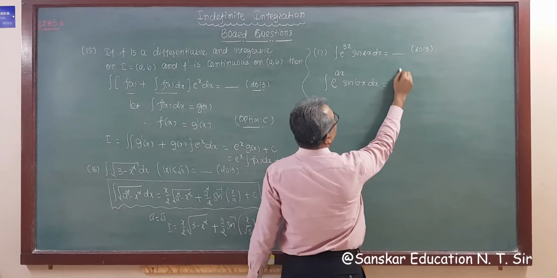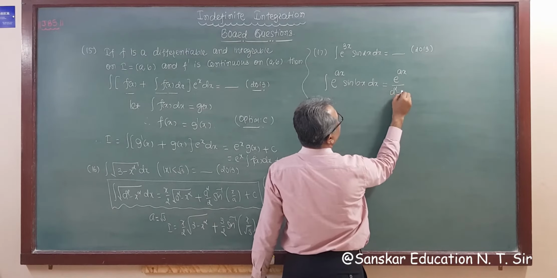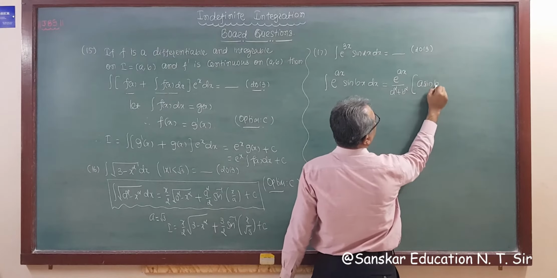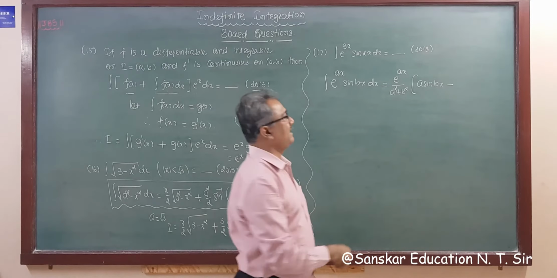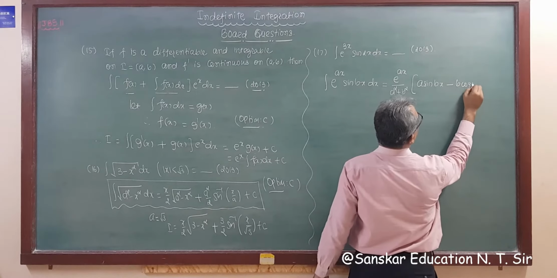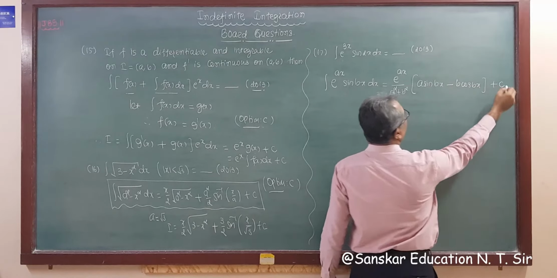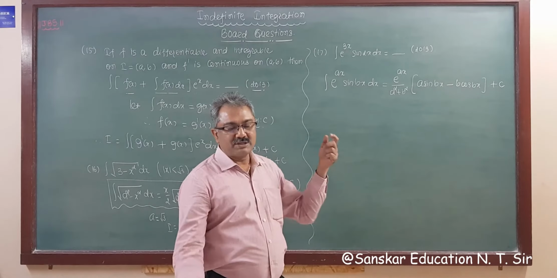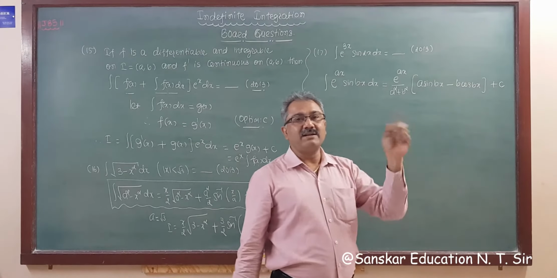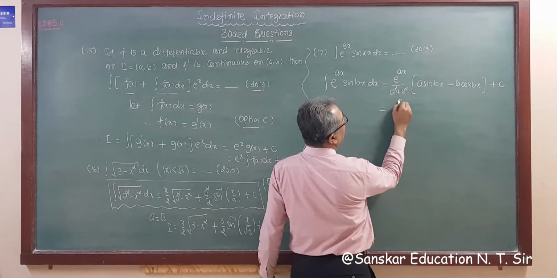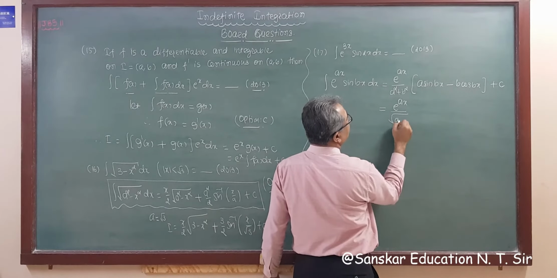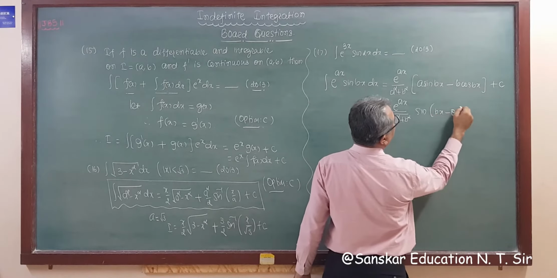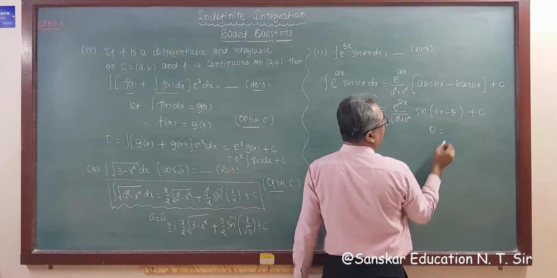So this is the answer: e raised to ax upon a square plus b square, into, if sine is given, then the formula is a sin bx, and sine has a minus sign, so minus b cos bx, plus c. This is your answer, right? If the answer is not given like this, because it's given in tan inverse, that is in theta form, then you have another formula: e raised to ax upon root a square plus b square, and sin(bx minus theta) plus c, where theta is equal to, right?